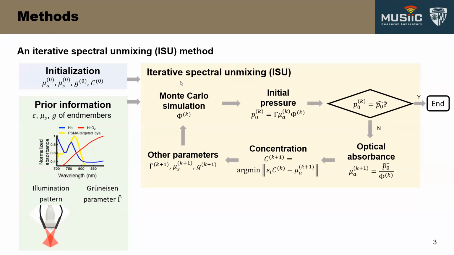we first run the Monte Carlo simulation to estimate the light fluence distribution, then calculate the initial pressure and compare it with the measurement. If the estimation is not close enough to the measurement, then we update the optical absorbance, run the spectral unmixing to estimate the concentrations, and update optical properties based on the concentration. We run the whole process iteratively until the estimated initial pressure is close enough to the measurement.